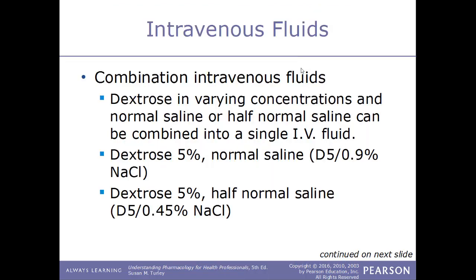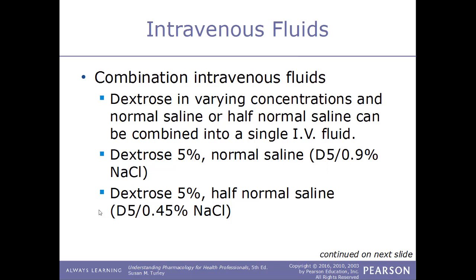Alright, now we'll talk about combination IV fluids. Now, depending on the needs of the patient, sometimes you'll see intravenous fluids given in various combinations with one another. You'll find dextrose in varying concentrations and normal saline or half normal saline combined in a single IV fluid. Some examples would be dextrose at 5% and normal saline, and that would be indicated by D5 for dextrose 5% and 0.9% sodium chloride. That would be the normal concentration of sodium chloride.